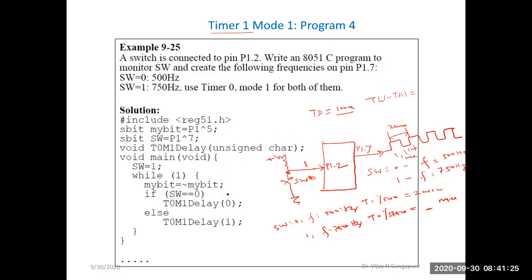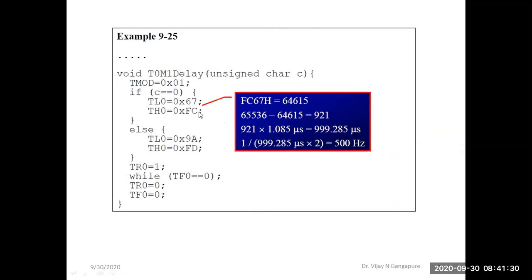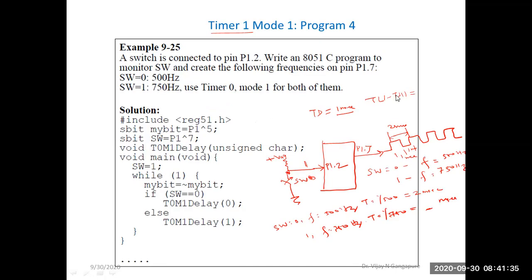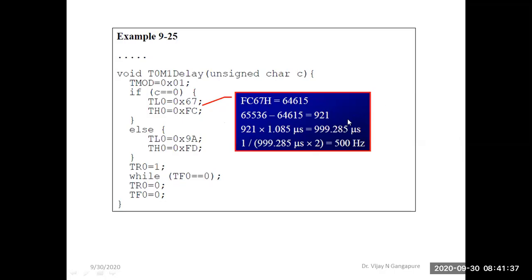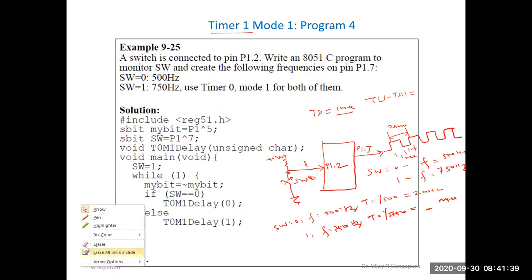Okay, so I will get the value. This is FC or 67 FC. I have to load FC into TH1 and 67 into TL1. This is the case when the switch is equal to 0, so this will generate a 500 hertz square wave at pin number 7 of port 1.